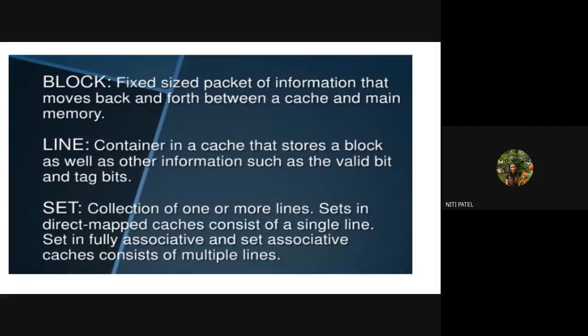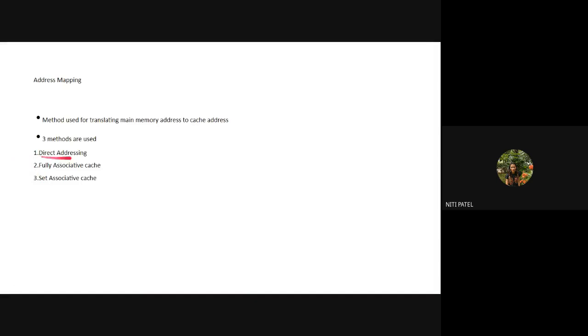Okay. Next is set. A collection of one or more lines. So if I collect these lines, I call it a set. If I have more than one line, I call it a set. A set in a direct mapped cache consists of a single line, whereas in fully associative and set associative caches, it consists of multiple lines. Okay. If the set is of the direct method, it is only one line. But if that set is of fully associative and set associative, it will have multiple lines.